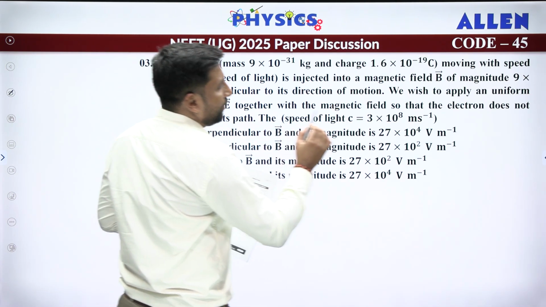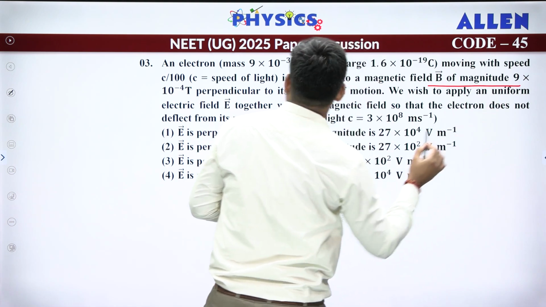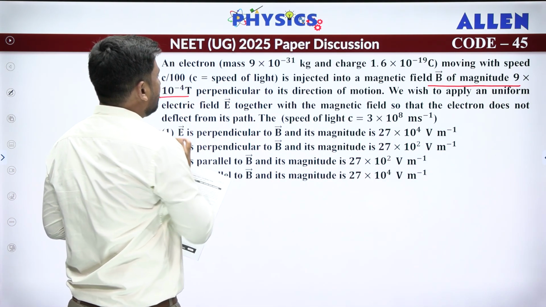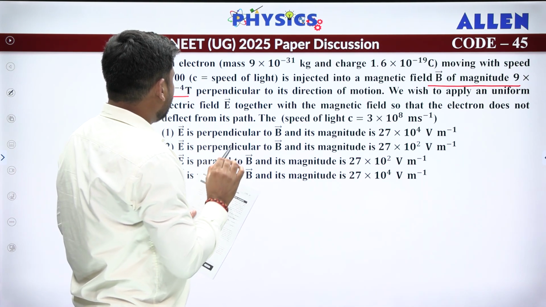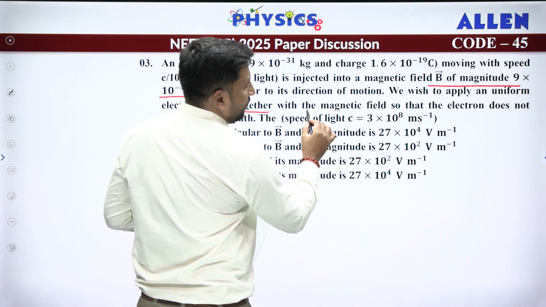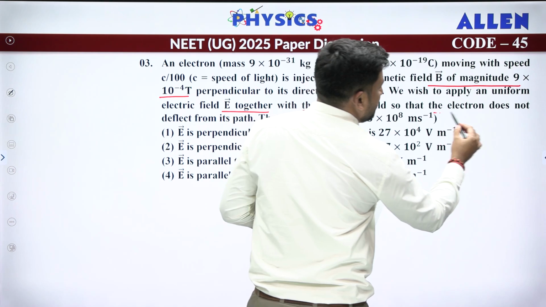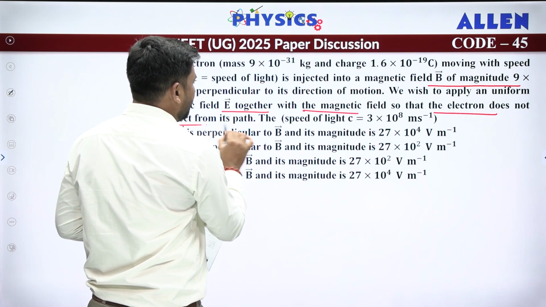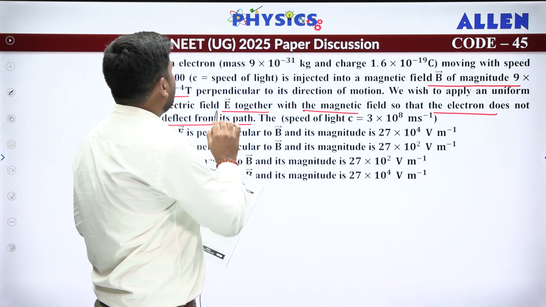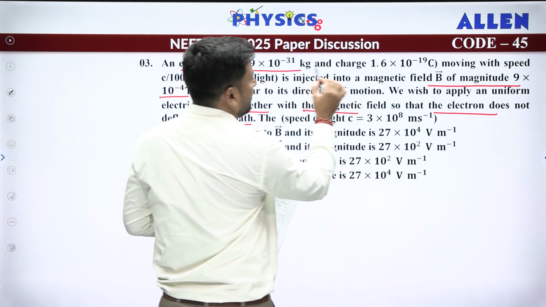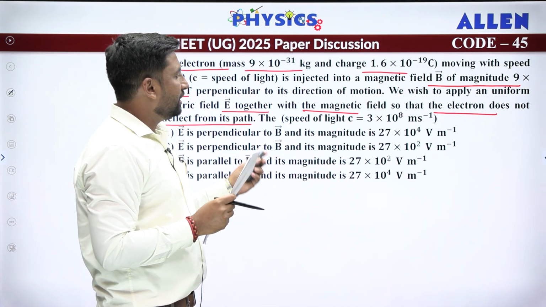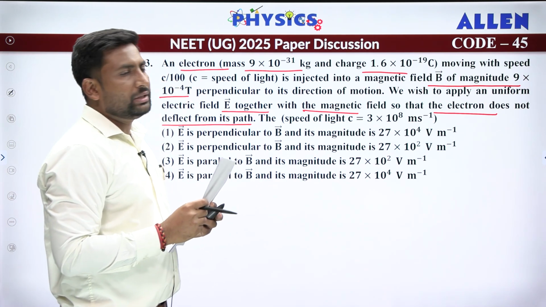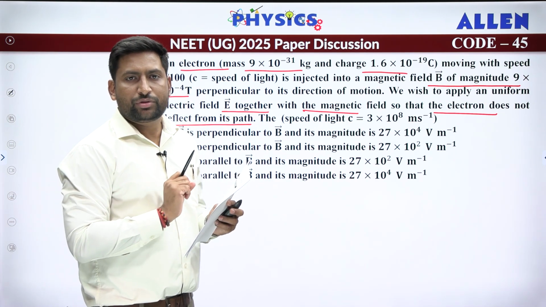So they have given you the magnetic field as 9 into 10 power minus 4, perpendicular to this. We have to find the electric field so that the electron does not deflect from its path. So basically they are saying that there is an electron of this mass and charge, and they are asking what should be the electric field in the space so that the deflection of the electron becomes zero.